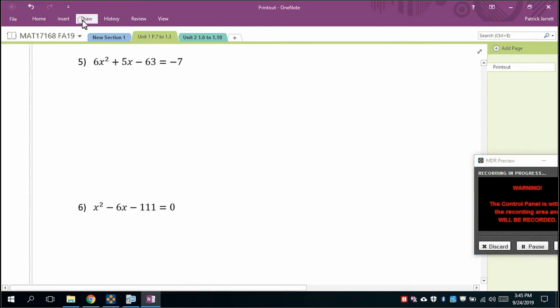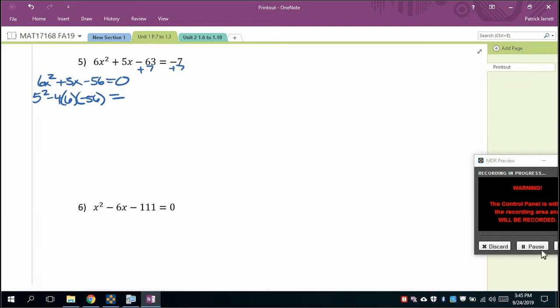Alright, so we'll move on to another example, and we're going to add 7 to both sides here, giving us 6x squared plus 5x, negative 63 plus 7 should be negative 56, and that will equal 0. So let's figure out the discriminant here. 5 squared minus 4 times 6 times negative 56 is going to equal 1,369. Now, if you take the square root of 1,369 in your calculator, you would get 37. So here's a nice thing. This will be factorable.